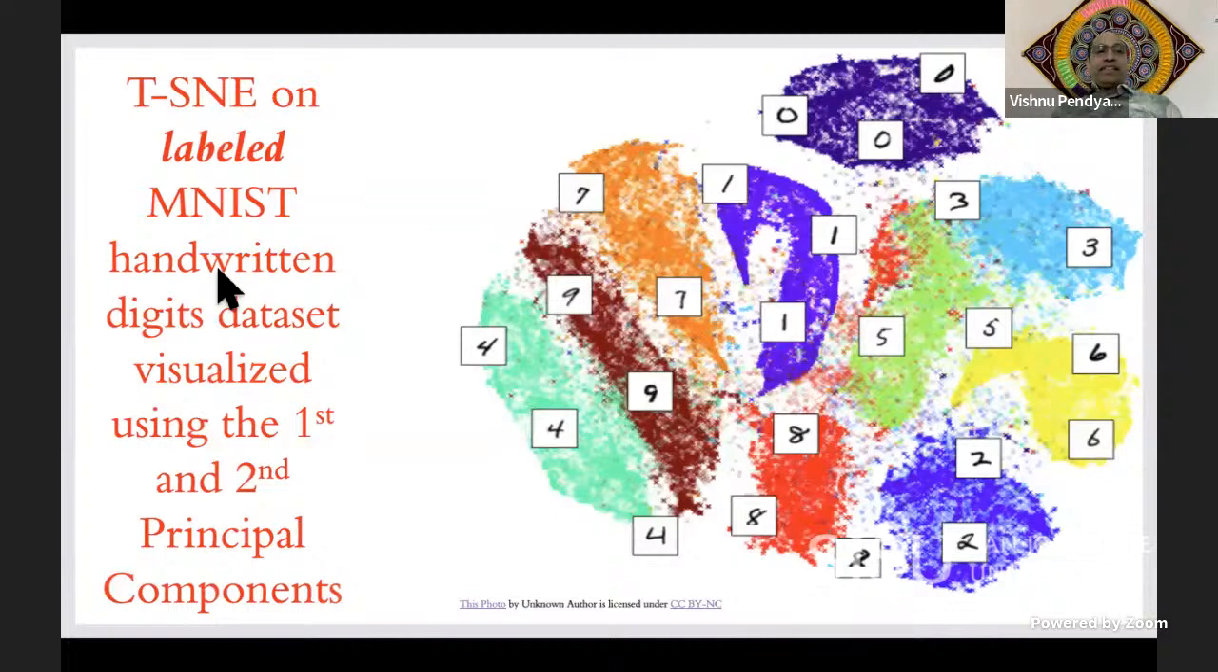If you apply t-SNE on the labeled MNIST dataset, you can see the clusters are brought out even more clearly in the first two components. Different shapes of the same digit are also identifiable. So within 9, the differences in the shapes are also identifiable. This 9 looks a little different from this 9, right? Even that level of differentiation can be made using t-SNE. That is the reason why t-SNE is most often used for visualization of nonlinear data.